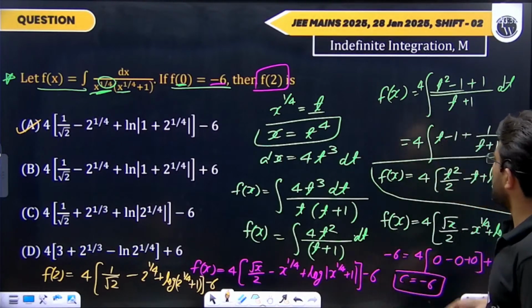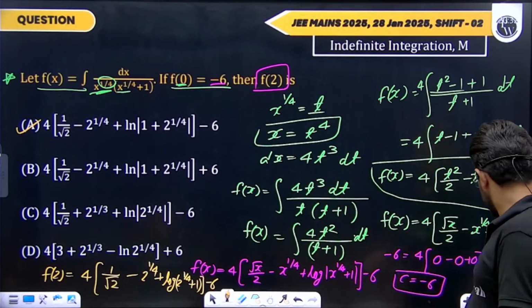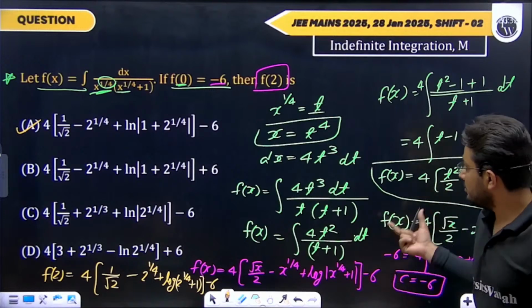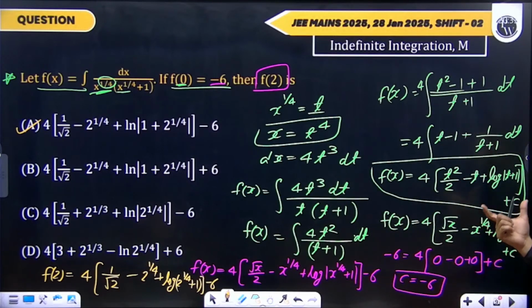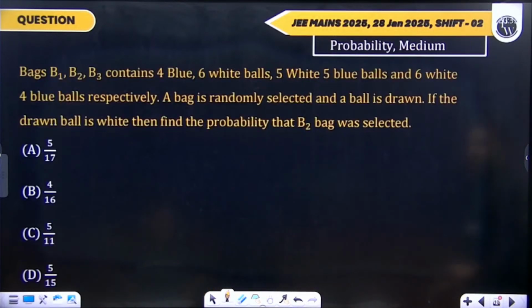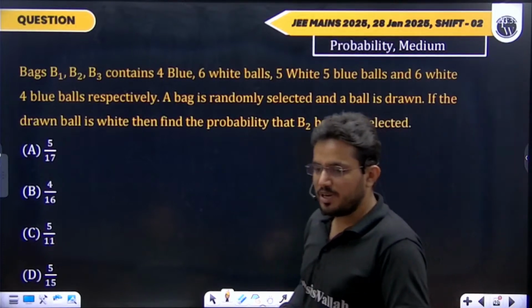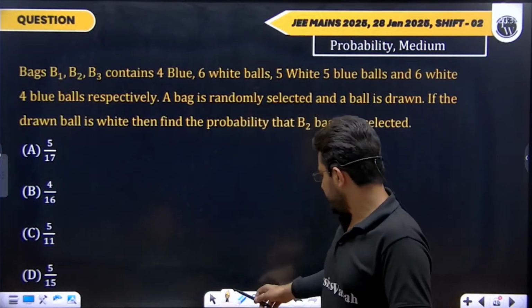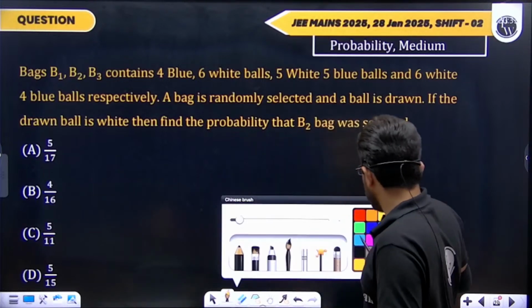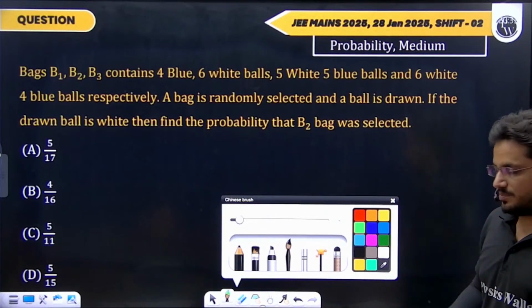It will be the moderate question. We have to calculate, the sum will be a bit long, but the question will be easy. Next question will be from the probability chapter, and in probability, Bayes theorem questions are generally easy.